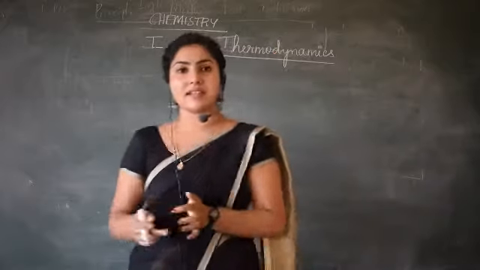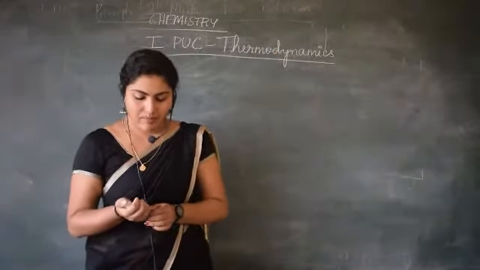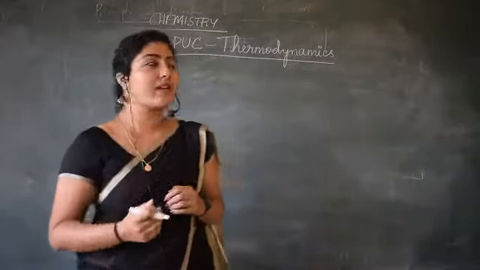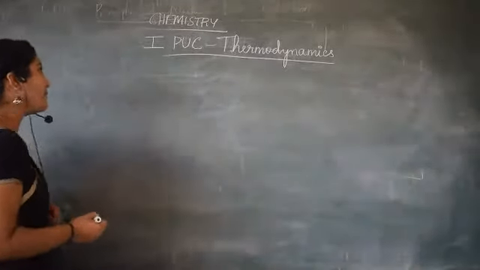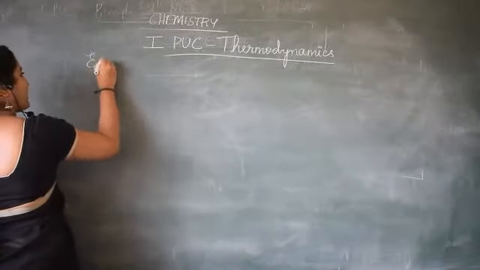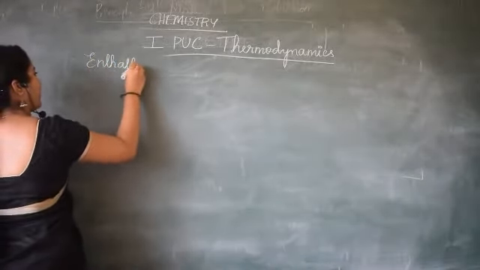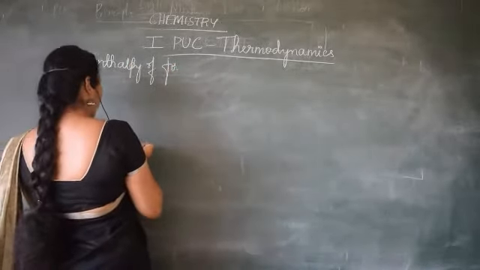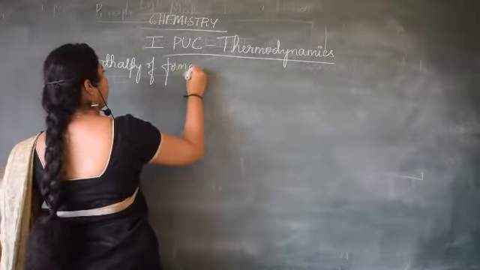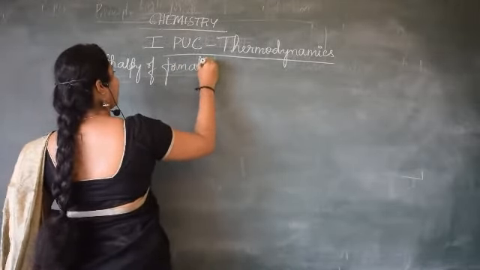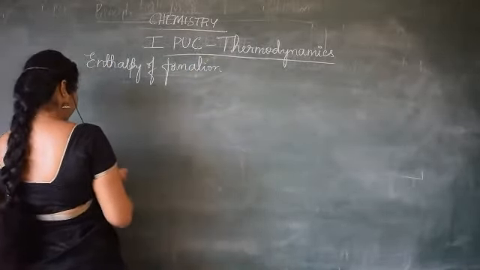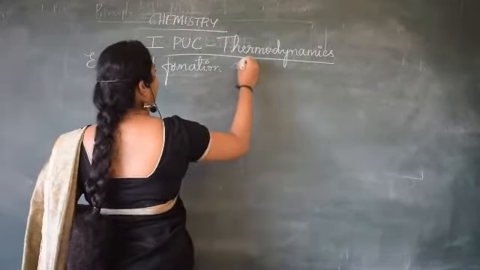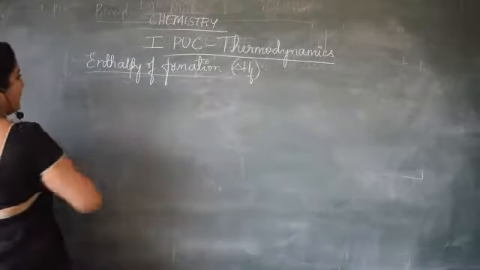In the previous classes, we have discussed different enthalpy terms, that is, definitions of different enthalpies. Now we will see enthalpy of formation. Enthalpy of formation is denoted as delta H of F, which means formation.